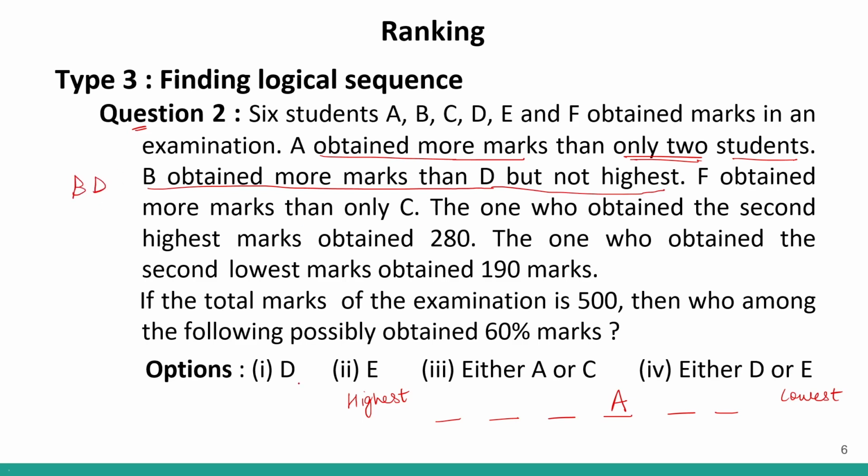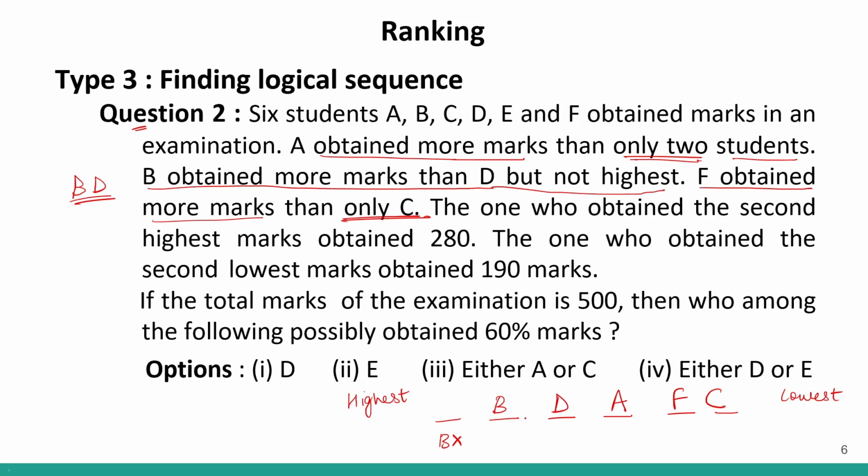We will save this information, but B will not come here because B has not scored the highest. F has obtained more marks than only C. So F will be over here and C will be over here. So F has obtained more marks than C. Now if I cannot place B in this position, I have B and D that I have to place together. So my B will be here and my D will be here.